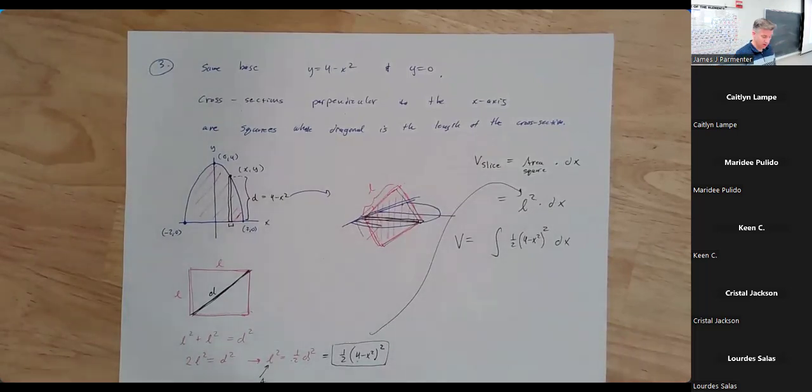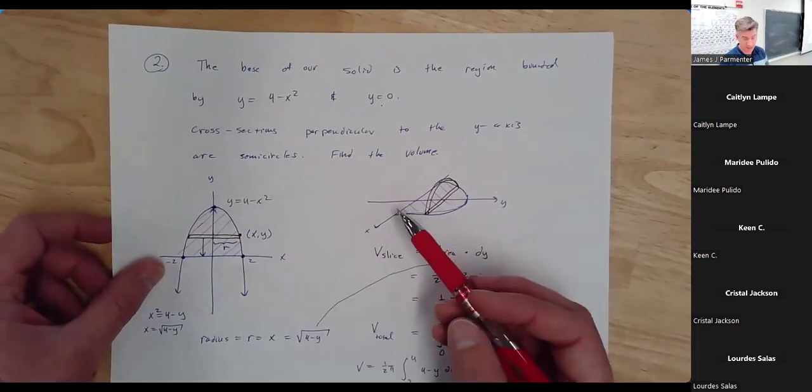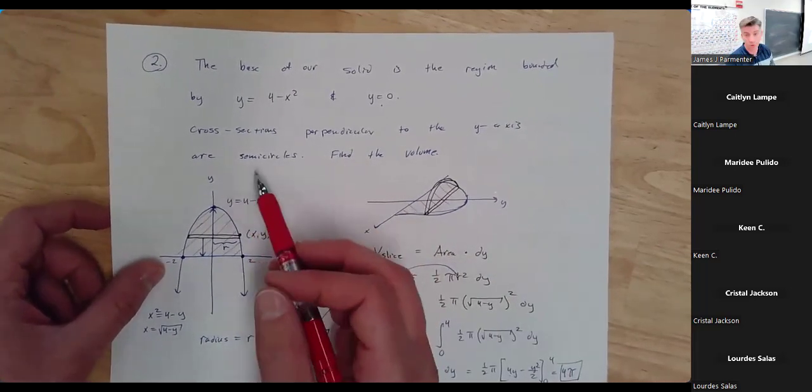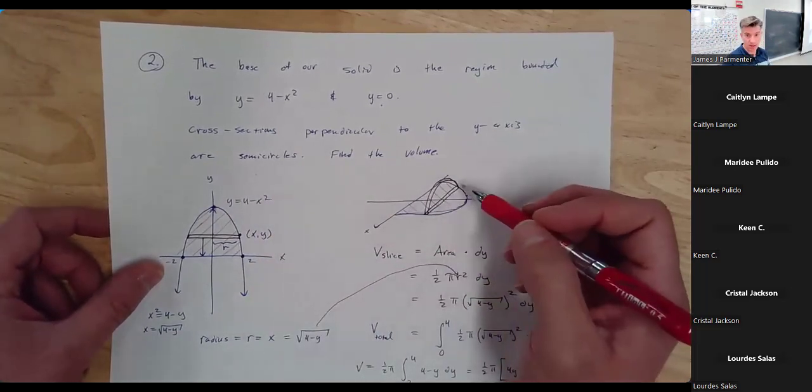But it's really just based on, right, in the previous problem, we got semicircles. We didn't have circles here, but we got semicircles because we were told that the cross sections were semicircles. And so we had this semicircular shape popping up out of the plane.